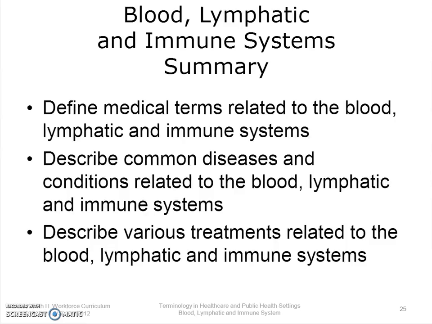This concludes the lecture related to blood, lymphatic, and immune systems. In summary, we have discussed medical terms related to the blood, lymphatic, and immune systems. You should understand the meanings of these terms and be able to pronounce them. You should be able to describe common diseases and conditions, as well as medical and surgical procedures and medications related to blood, lymphatic, and immune system disorders.